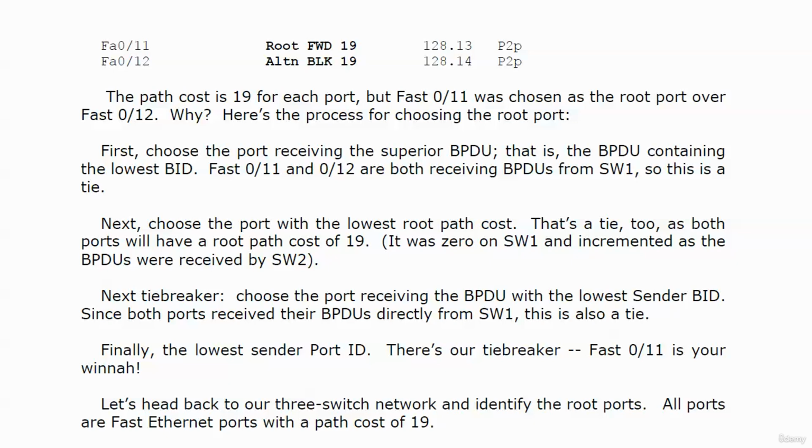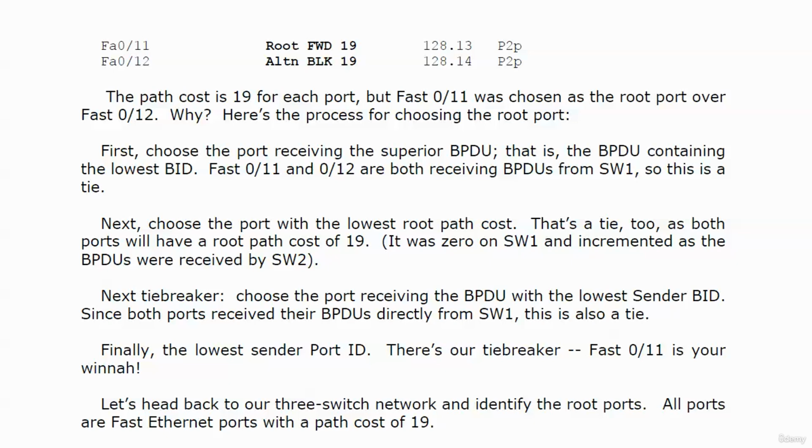The next tiebreaker is to choose the port receiving the BPDU with the lowest sender BID. Well, we got a tie there because both ports receive their BPDUs directly from switch 1. And here's what we usually come down to, especially in a lab network, a smaller network: the lowest sender port ID. Well, there's your tiebreaker, because 11 is lower than 12. So switch 1 sent those out Fast 0/11 and Fast 0/12, and that is why 0/11 was chosen.